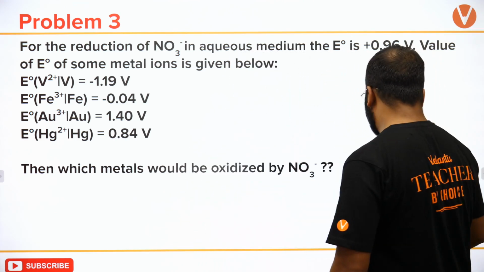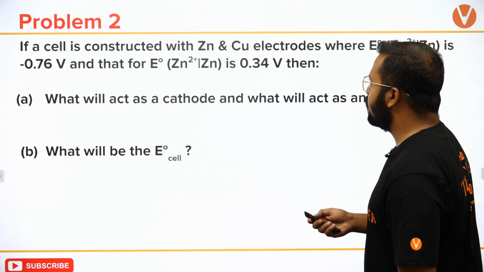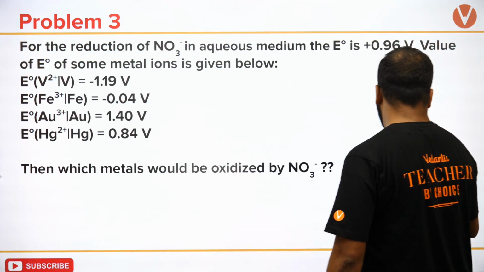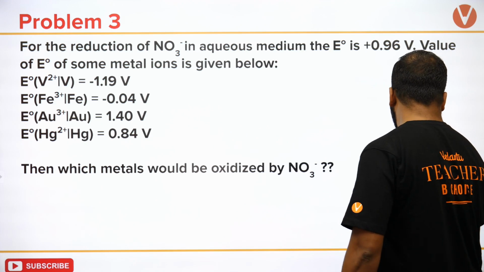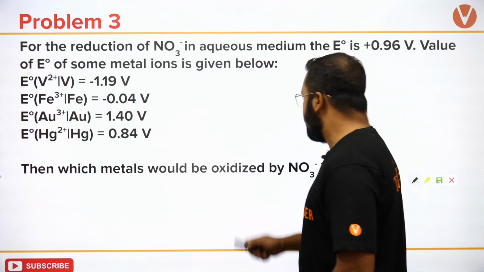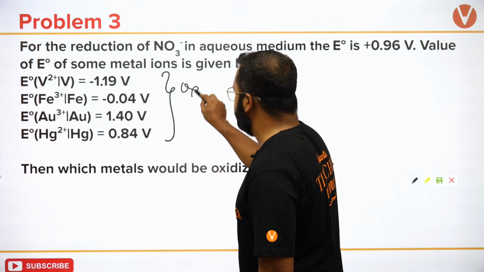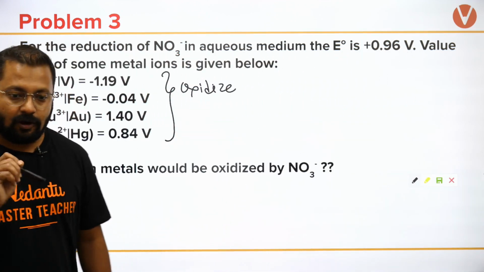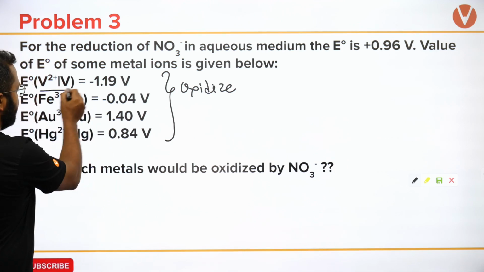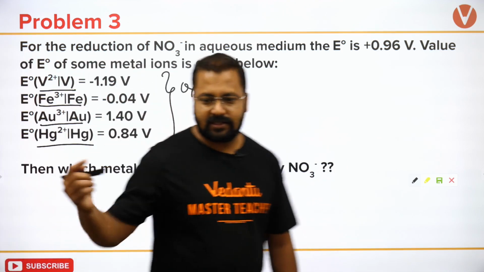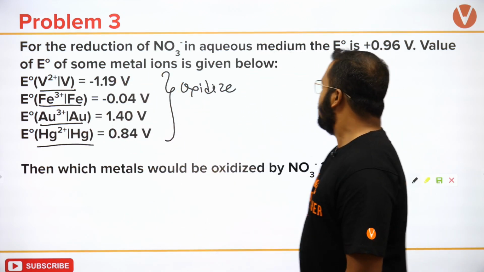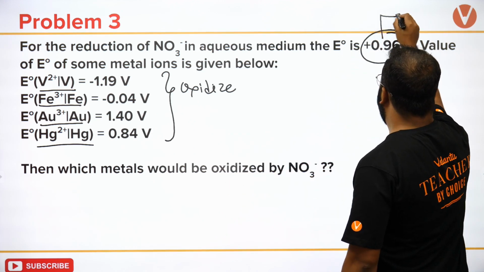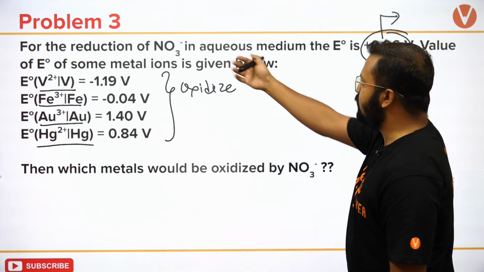Which metals would be oxidized by NO3? That means I have to oxidize all of them. If I oxidize all of them, what do I have to do? Can you tell me what is given? This is given for reduction. Now this is given for oxidation. So this is acting as an oxidizing agent, that means NO3 minus is getting reduced.